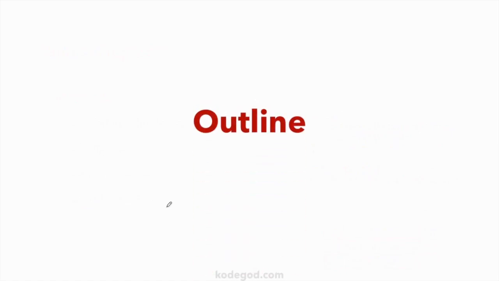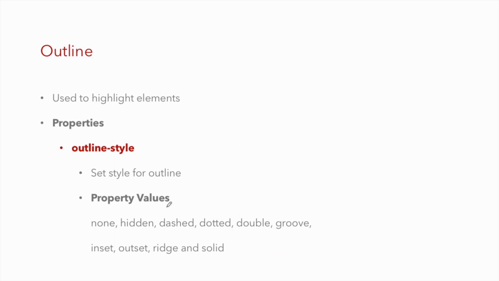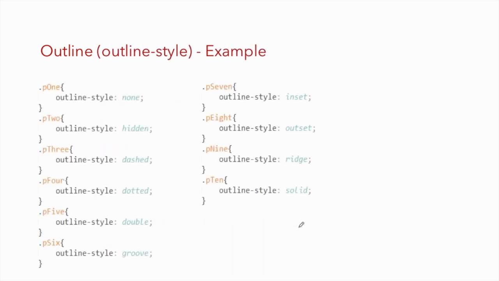Next, we will talk about the outlines. So we will talk about the outline style property. Using this property, you can set one styled outline to your HTML element, and the possible values are almost similar to the border property. So none, hidden, dashed, dotted. These are all the possible values which you have seen already in the case of borders. So it's almost similar to it.